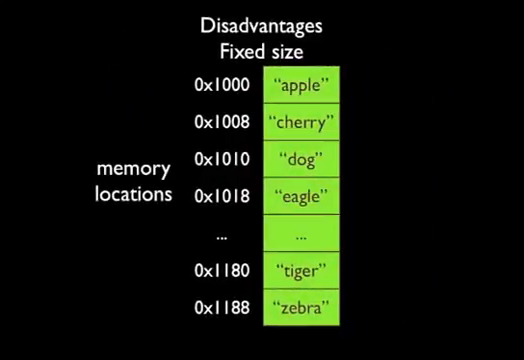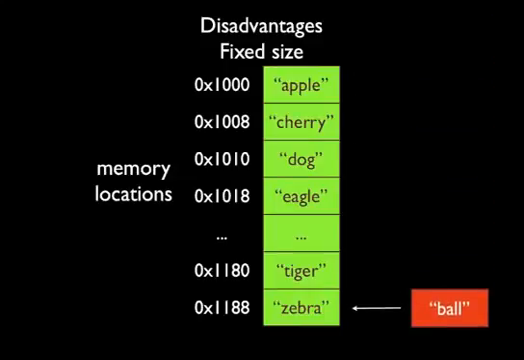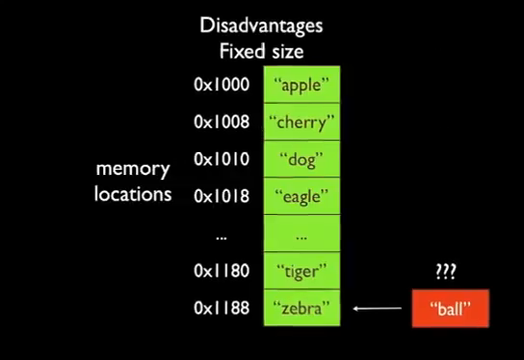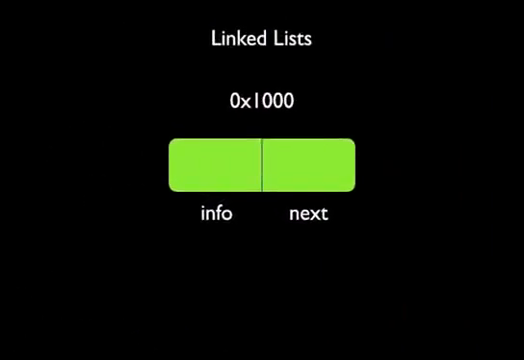The second disadvantage of using an array is that the size of the array is fixed when you create it. If the array happens to be full when a new element comes along, it has nowhere to go. On the other hand, if you allocate too much space and utilize too little, it's a waste of memory. And that is where linked lists come into the picture.